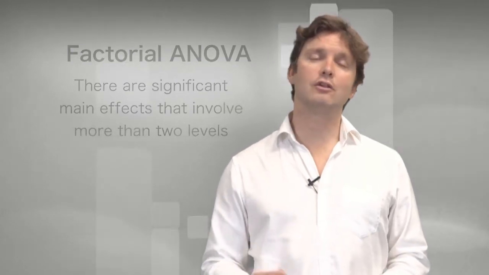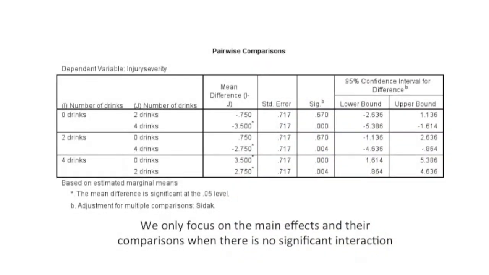So the comparisons here using the Sidak adjustment to control for family-wise error across the 3 tests tells us that there's a significant difference between 4 drinks and 0 drinks. So 4 drinks has a higher mean injury severity rating than 0 drinks. We can see that there's also a significant difference between 4 drinks and 2 drinks. So 4 drinks has a higher mean injury severity rating than those who drank 2 drinks. And we can also see that there's no significant difference between those who had 2 drinks and no drinks.